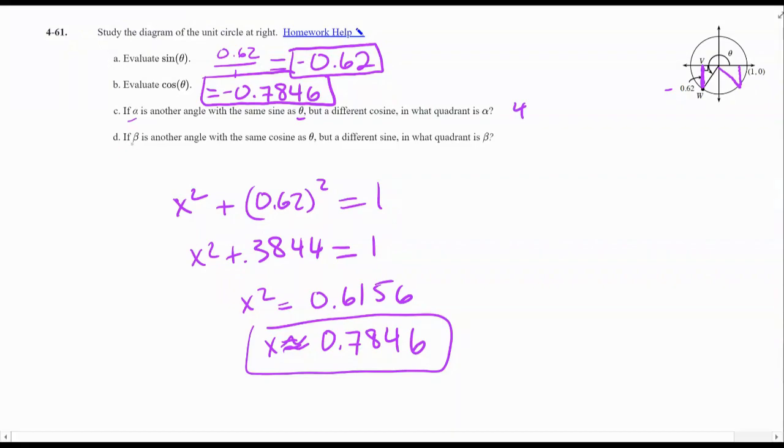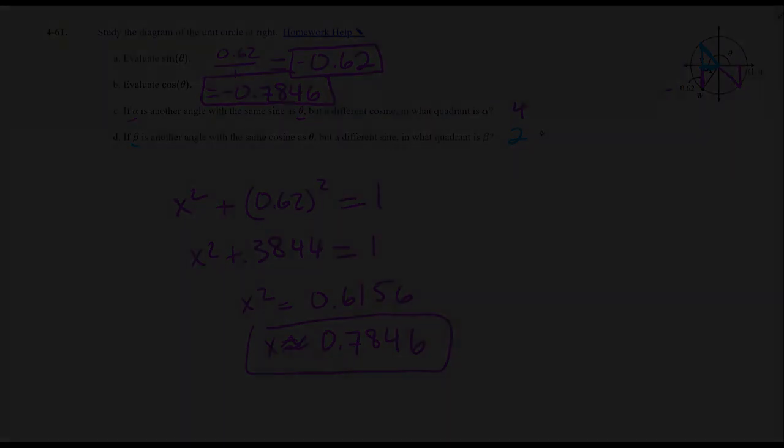If angle beta is another angle with the same cosine but a different sine, well, if we're looking at cosine, the cosine has to be negative 0.784. If it's a different sine, then it has to be this angle right here, meaning it has to be in quadrant 2.